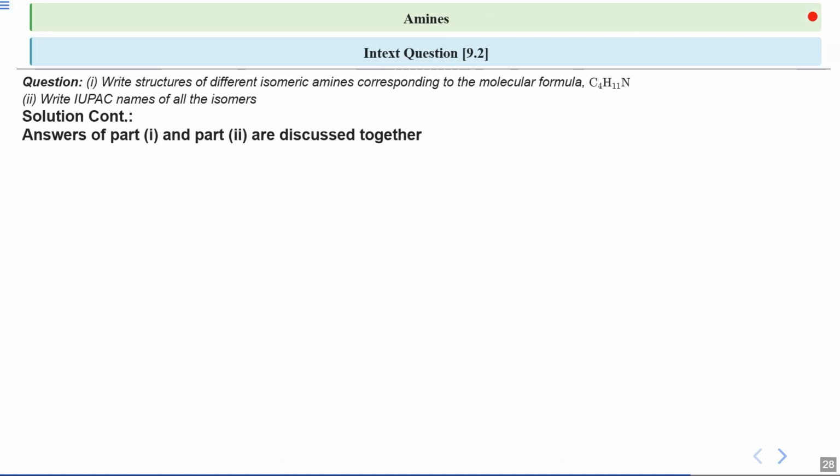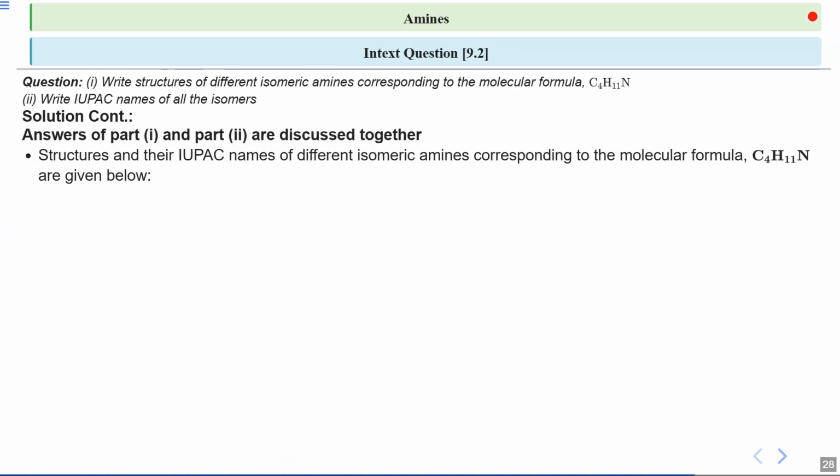Okay. Now, let us see. First, the structures and their IUPAC names of different isomeric amines corresponding to the molecular formula which is given, C4H11N. Okay. This is the molecular formula. Now look at the first isomer. If you see, you have 4 carbon atoms, 1, 2, 3, 4, 1 nitrogen and 11 hydrogens. So this is the first isomer.